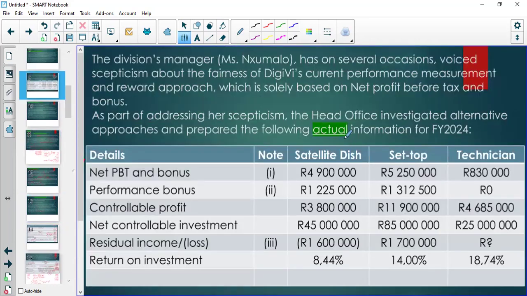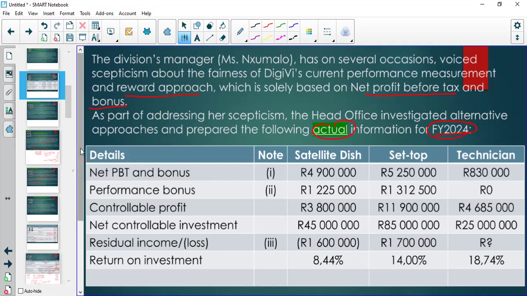So we've been told that they're using net profit before tax and bonus to reward divisional performance, right? So what was the first question again? The first question said, find the responsibility center of the technician division, right? And so there are a lot of responsibility centers. There's a cost center, there's a profit center, I think. Cost center, profit center, there's an investment center, right? And we have actual information for the financial year 2024.